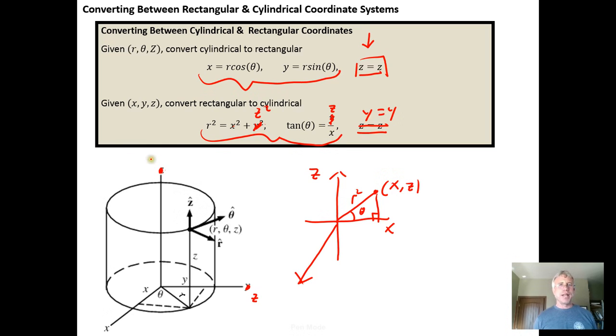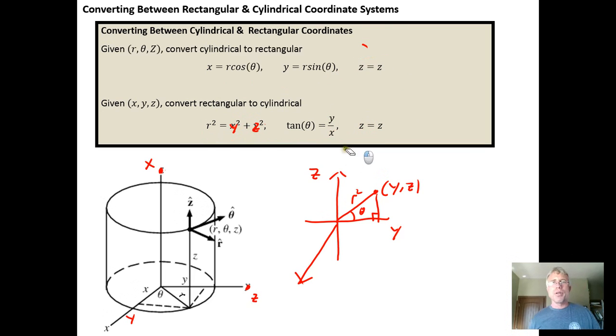And similarly, if we decided that this was the x-axis, then this axis would be the y-axis, so we would change this to y. This would be the ordered pair y, z, and then we would have to change our relationships here to adjust for that. We would get r squared equals y squared plus z squared. The tangent of theta would be equal to z over y, and we would get that x equals x. And we would need to make the adjustments here as well. We might get y equals r cosine theta, z equals r sine theta, depending on how we're orienting our cylinder.